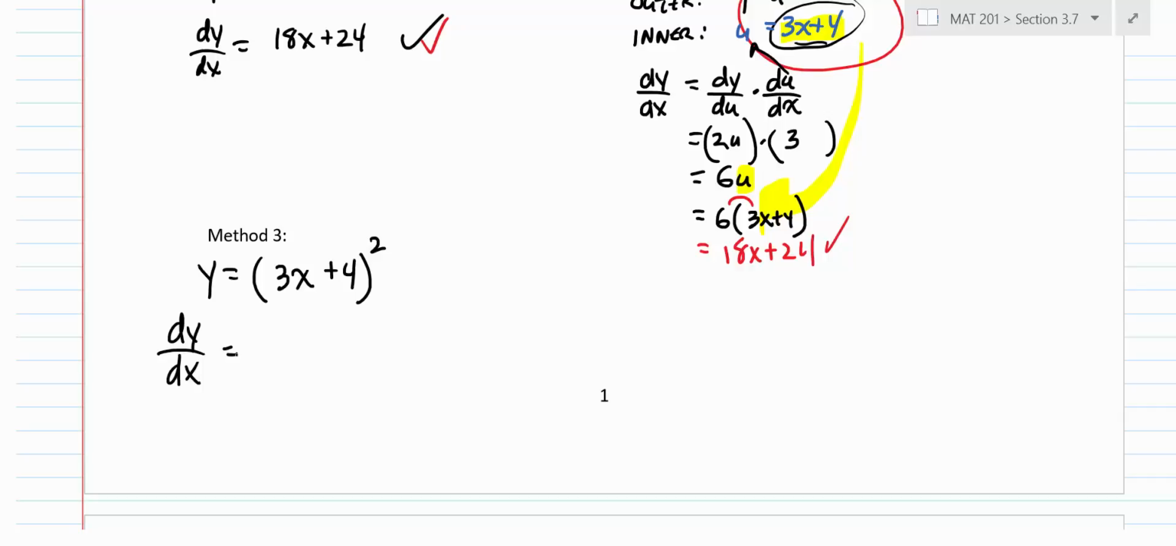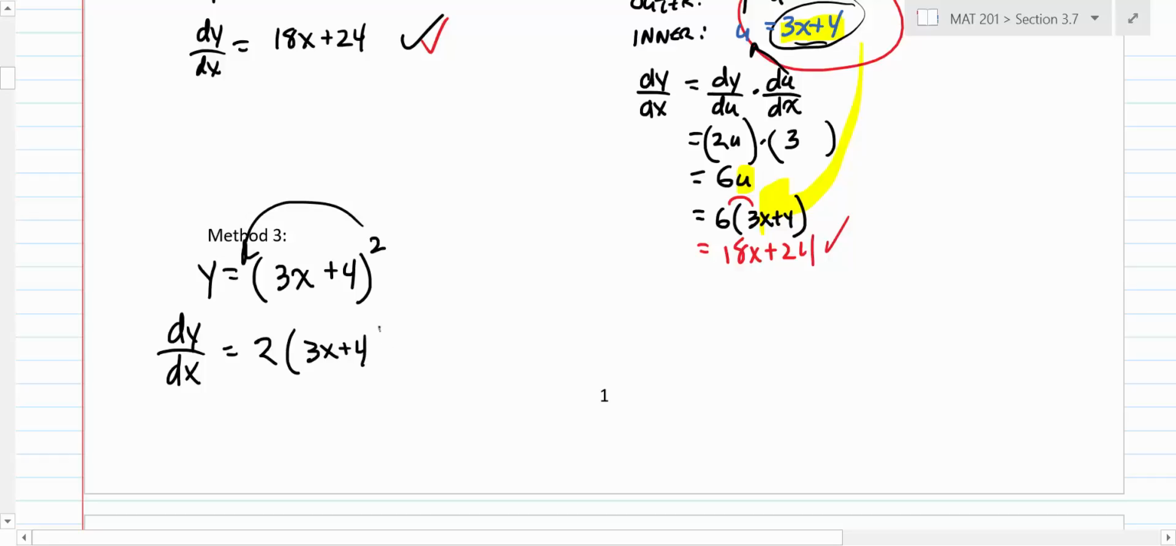You see the big function. The big function is something squared, so you just do this. You learn to do this in your head. That comes down. You leave the 3x plus 4 alone. Don't do a thing with it. That's step one. Okay, that's the derivative of the big function.